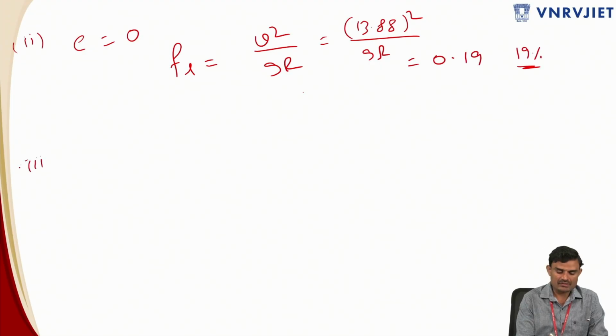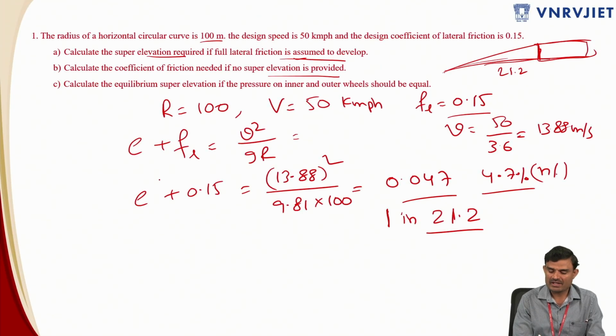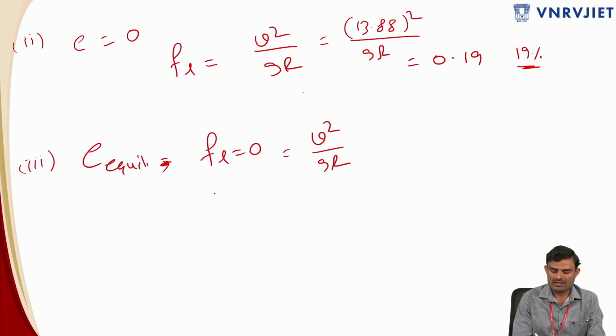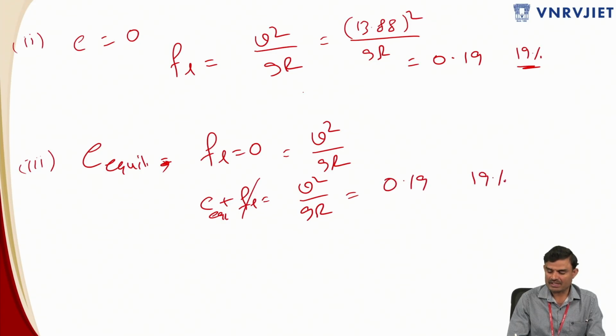The third condition is to calculate the equilibrium superelevation if the pressure on the inner wheel and the outer wheel is equal. So equilibrium superelevation is nothing but e_equilibrium, when you take f_L equal to 0 in this condition. When you take f_L equal to 0, that condition is nothing but equilibrium superelevation. Again, this will be equivalent to V²/gR. So e_equilibrium + f_L is equal to V²/gR. As f_L is 0, e_equilibrium is equal to V²/gR. As we are having the same values on the right side, this will be 0.19. So here it is 19%.